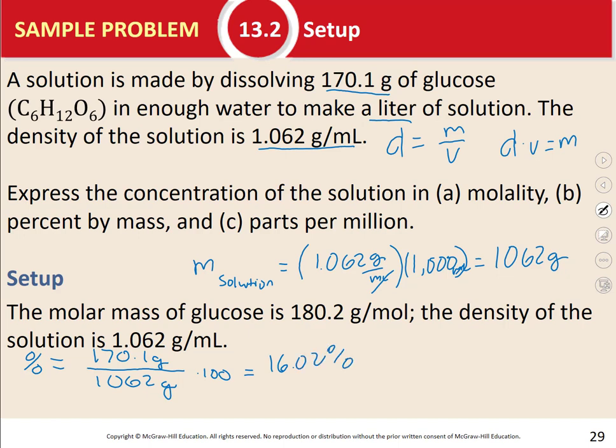Now to make this parts per million, what's the only thing different we're going to do? Good. So instead of multiplying by 100, we're going to multiply by a million. So that's a big number. We'll just do that in scientific notation because 0.602 times 10 to the what?